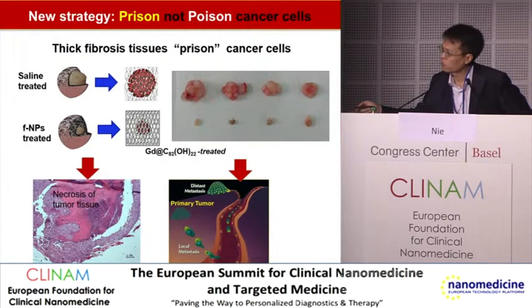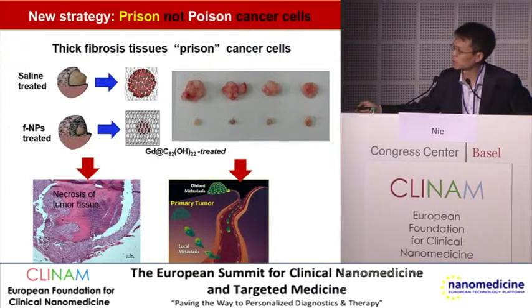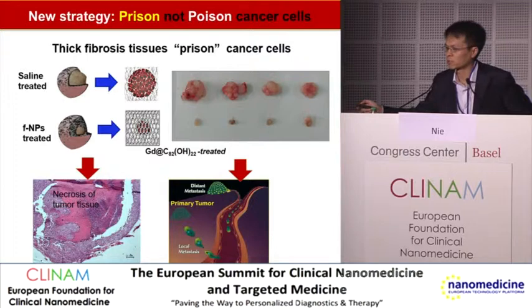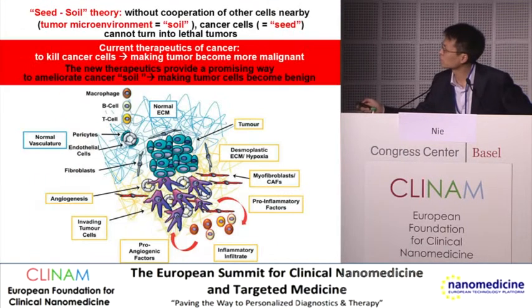And this is the case for local tumors. If you block the tumor's surrounding tissues, basically you push the tumor cells into a stage of starvation and induce the tumor cells to go to apoptosis or necrosis. And the same thing, if you block the blood supply, you have similar effects.